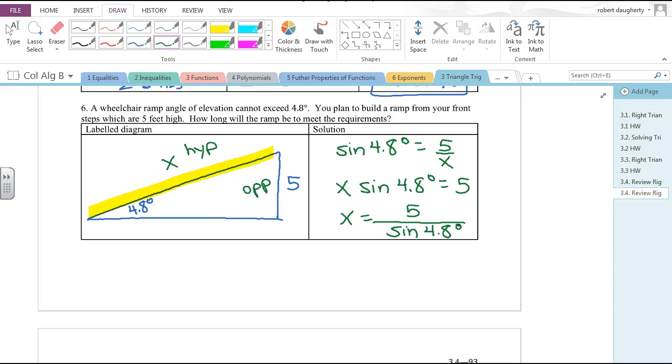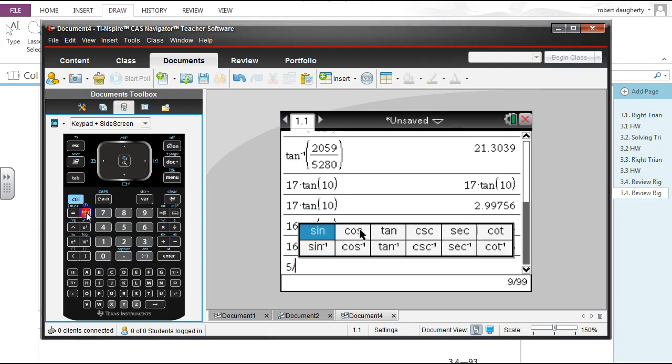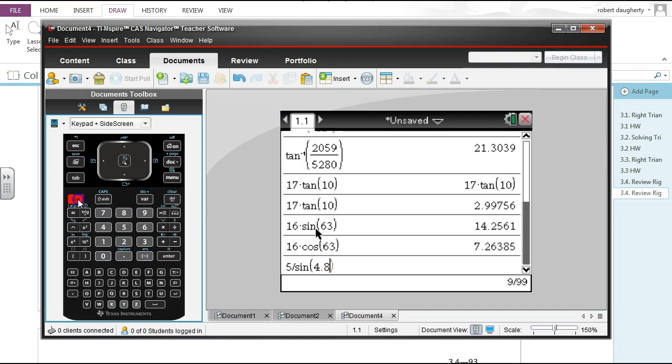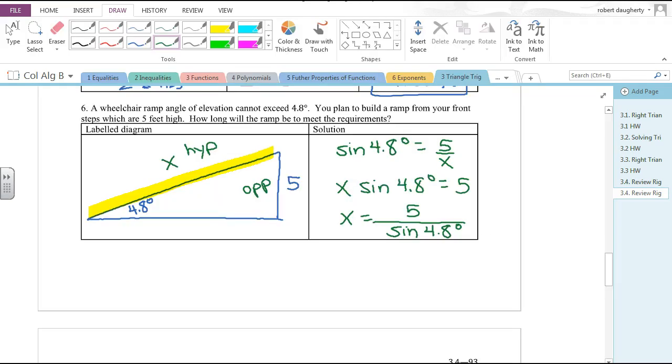So in this case, I'll go to my calculator. 5 divided by the sine of 4.8 is 59.75. So that tells me this ramp needs to be 59.75 feet. Okay.